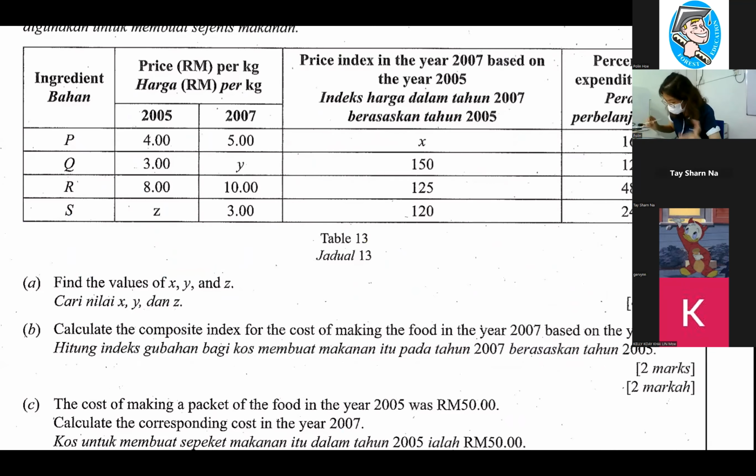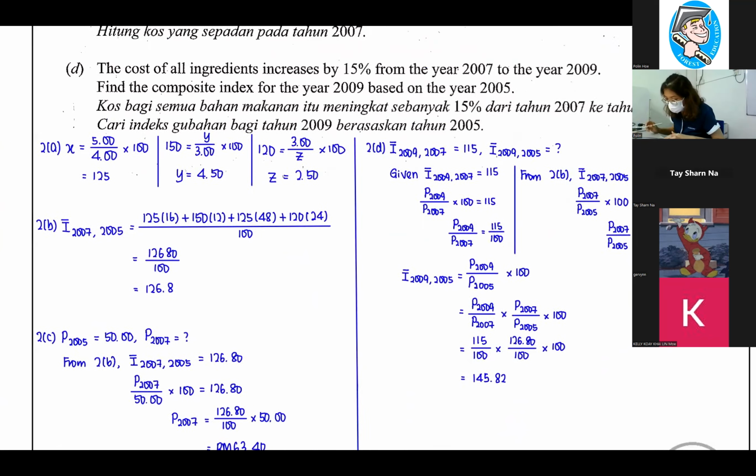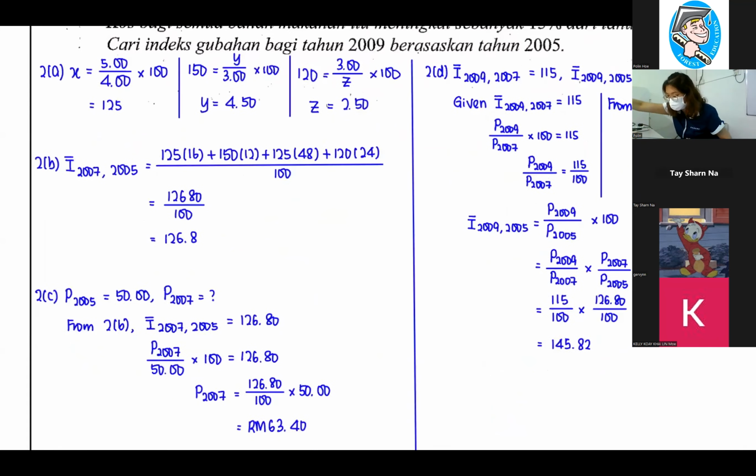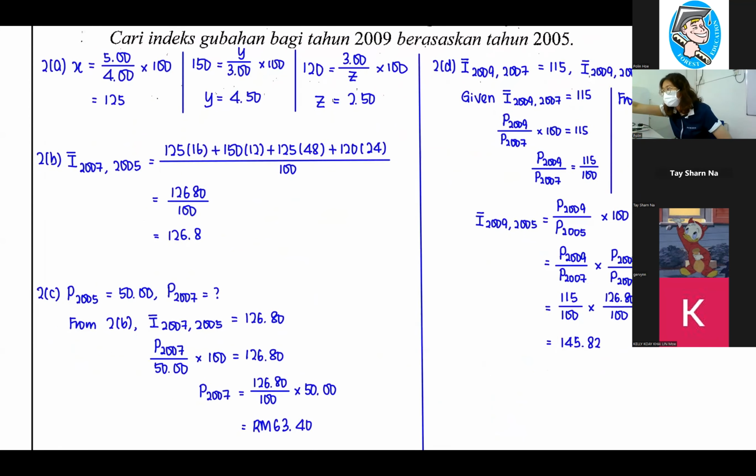Okay, 我又再回去这一个 you check your answer. X is for those who have done. X is 125. Y is 4.5. Why you don't have to write unit here? You refer back to the table. In the table, they have already helped you to bracket. On top that they write RM for you already. And Z is 2 ringgit and 50 cents.